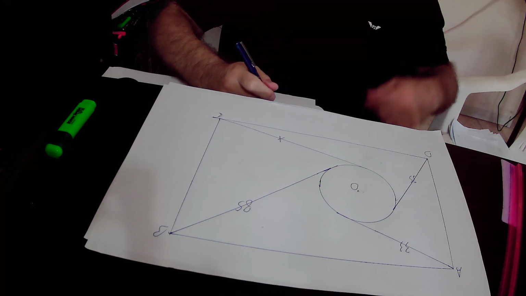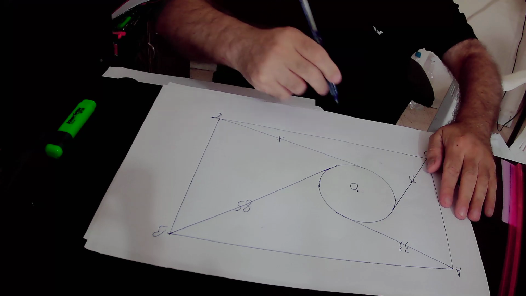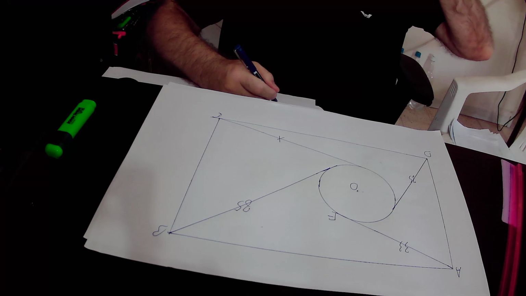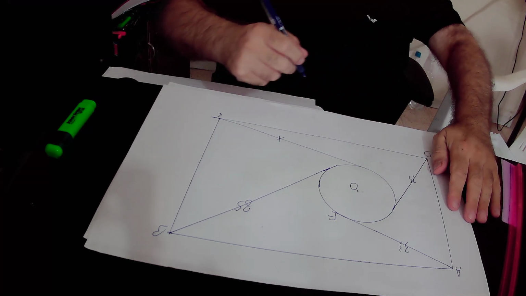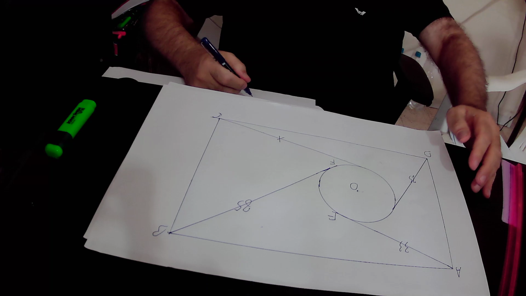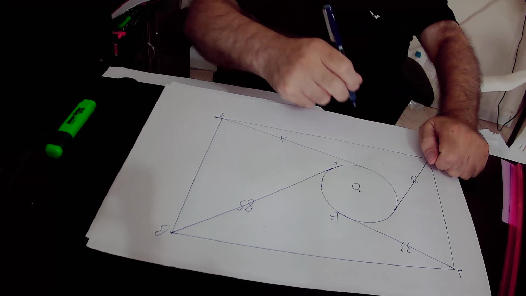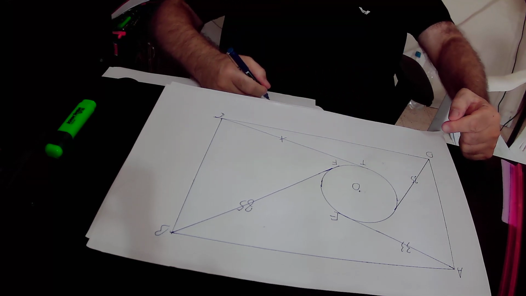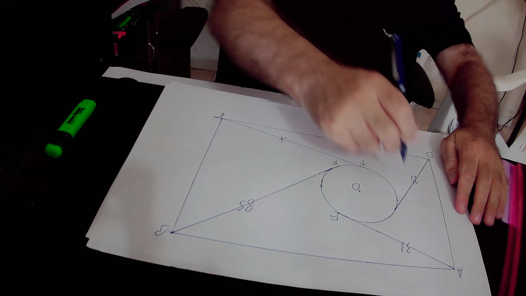We will define the point of tangency of the tangent from point A to this circle as E. We will define the point of tangency of the tangent from point D to this circle as F. And we will define the point of tangency of the tangent from point C to this circle as T. And finally, we will define the point of tangency of the tangent from point B to this circle as M.